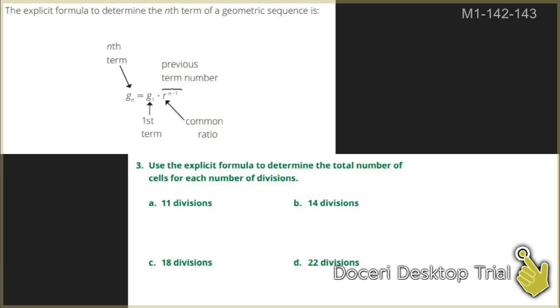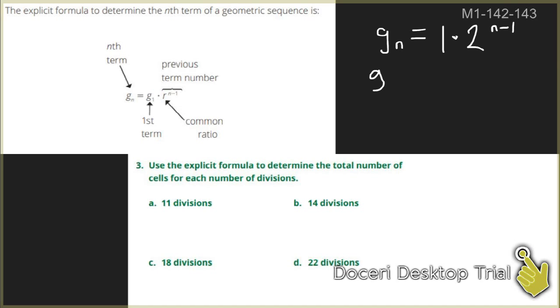So we're going to write an explicit formula for this geometric sequence, and then we're going to use it to find 11, 14, 18, and 22 divisions. We know that it's going to be G to the n because that's just our nth term. And we know that the first term in our sequence is a 1. We know that each time it's getting multiplied by 2, so our common ratio is 2, and then that'll be to the n minus 1 power. So if we want the 11th division, that's really the 12th term.